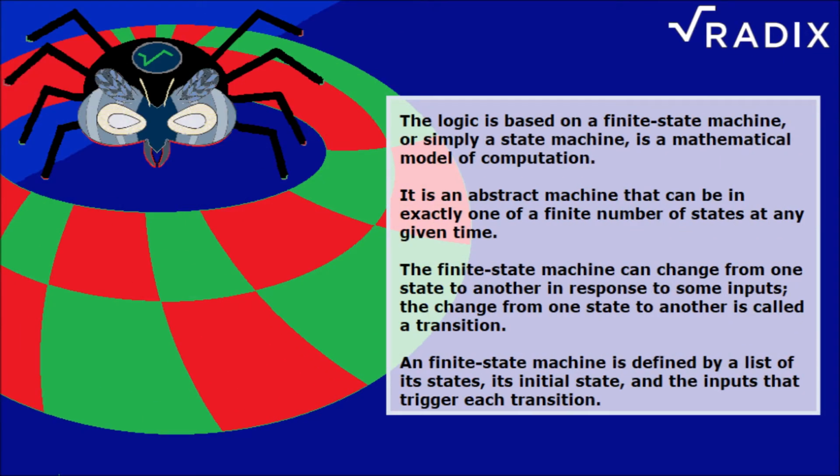The logic is based on a finite state machine, or simply a state machine, which is a mathematical model of computation. It is an abstract machine that can be in exactly one of a finite number of states at any given time. The finite state machine can change from one state to another in response to some inputs. The change from one state to another is called a transition. A finite state machine is defined by a list of its states, its initial state, and the inputs that trigger each transition.